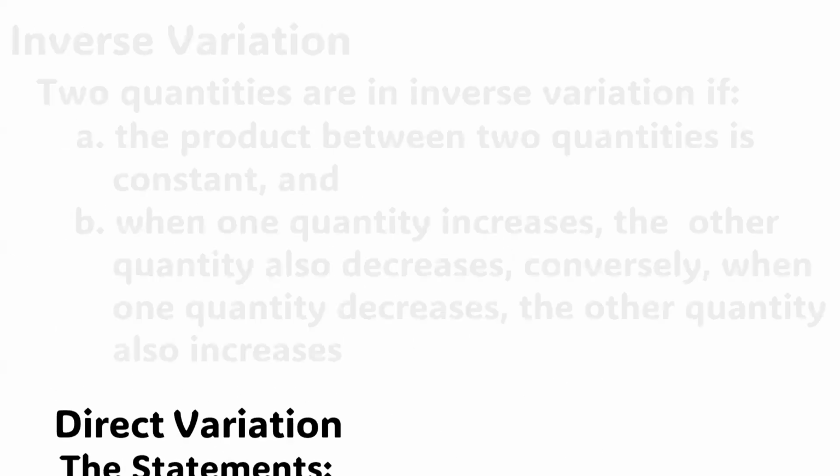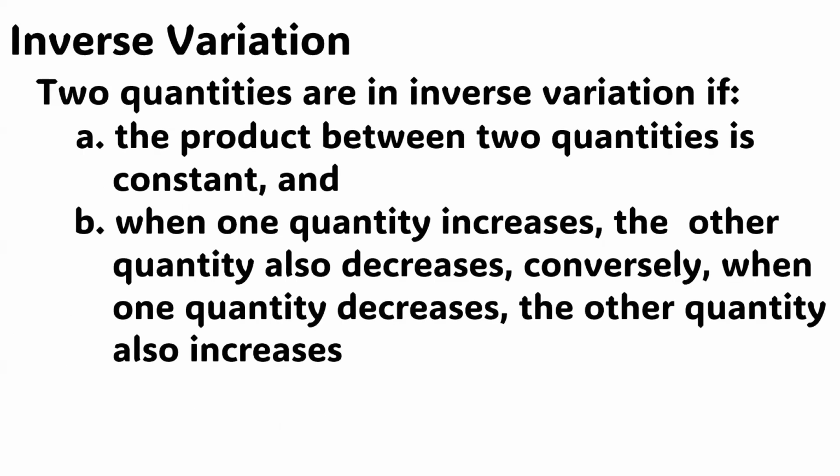Okay? Next. In inverse variation, since ito yung topic natin, the two quantities are in inverse variation if A, the product between two quantities is constant. So, kailangan yung product nila, meron silang constant in term. And also, when one quantity increases, the other quantity decreases. So, dito, kung si x ay nag-increase, si y ay magdi-decrease. Kung si y ay nag-increase, si x ay magdi-decrease. Conversely, okay? When one quantity decreases, the other quantity increases.